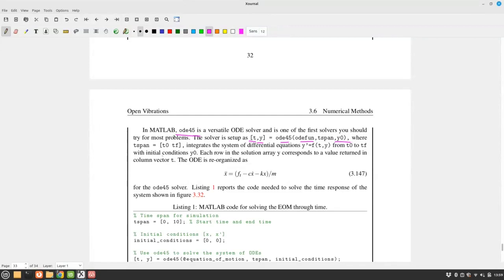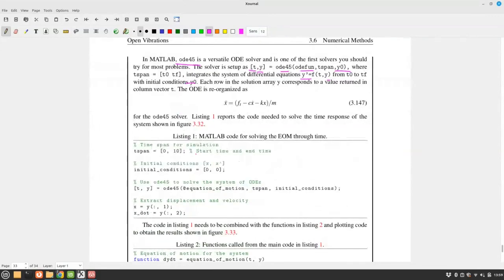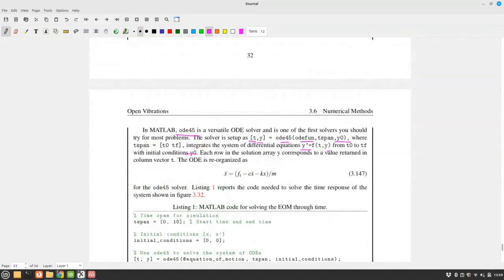Where T span is from t0 to tf, integrates the system of differential equations y prime equals f of t, y from t0 to tf with the initial condition y0. What does that mean? That means we need y prime. So for us, we are going to create an equation where we have x dot on the left-hand side. It's going to be x dot equals this. And we have that, right? We have an equation of motion. We just have to move some things around inside of it.